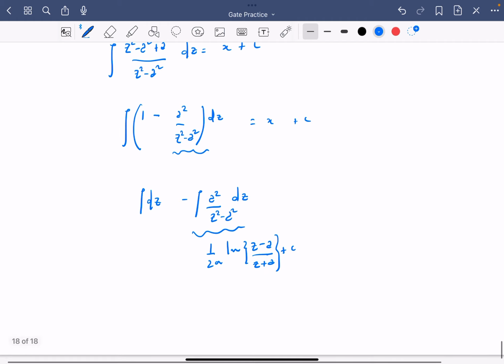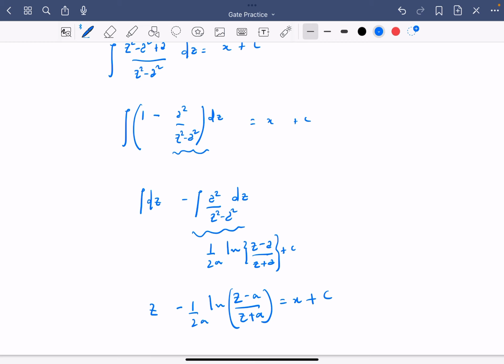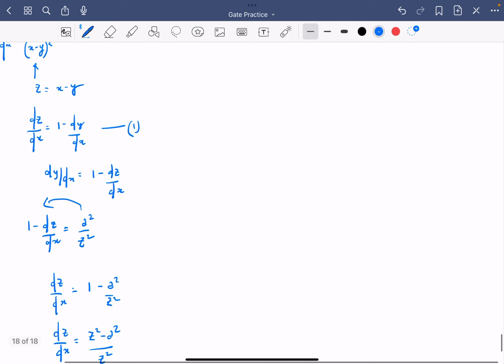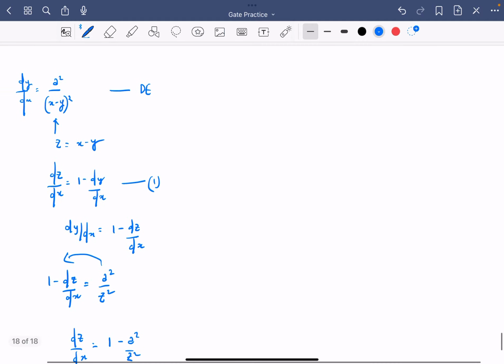So this integral value will be z minus 1 by 2a ln (z minus a) by (z plus a) is equal to x plus c. Again, you have to do the same thing. You have taken z is equal to x minus y, so resubstitute in this equation and you will get the complete solution. z is x minus y.